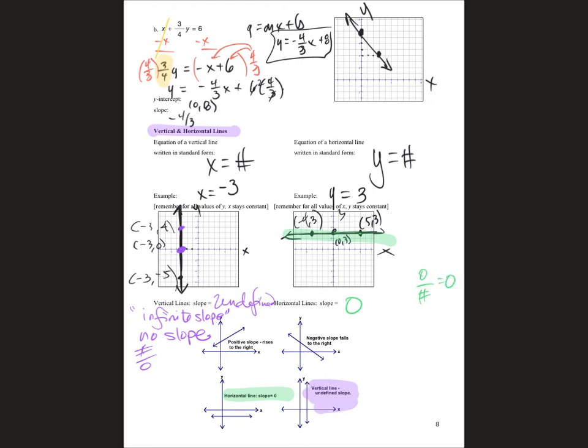Now, you should also be familiar with being able to recognize when you have a positive slope, meaning you're rising left to right, and negative slope when you're falling left to right. So positive slope rises left to right, negative slope falls left to right.